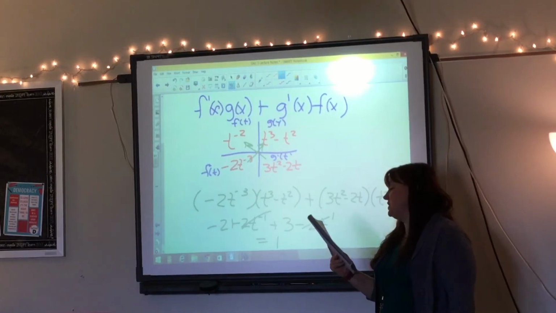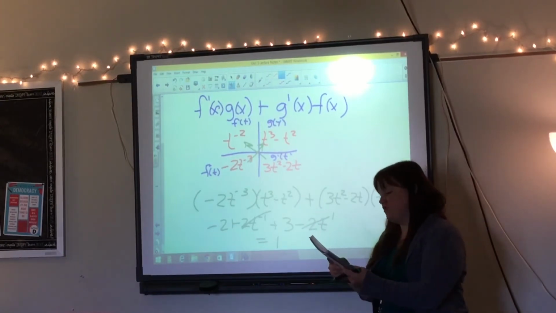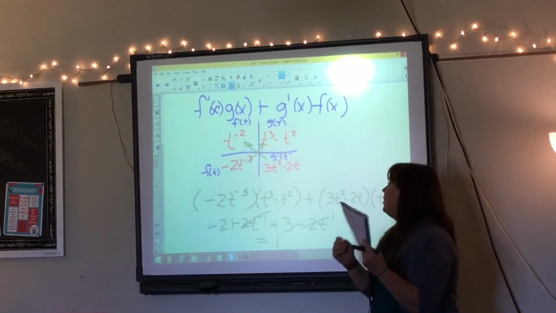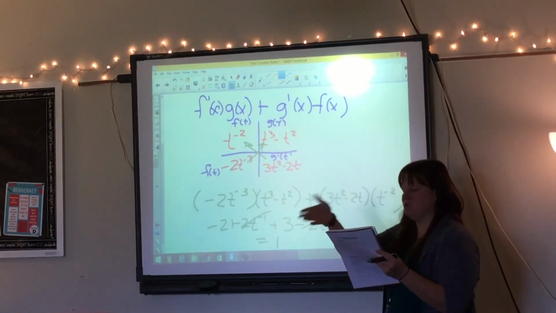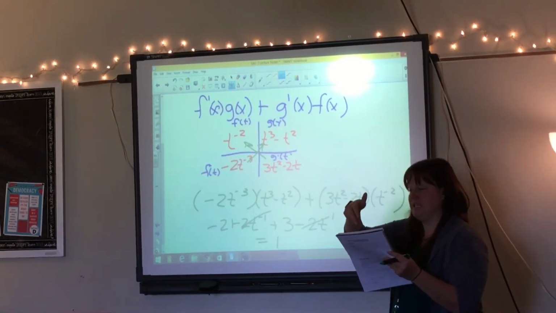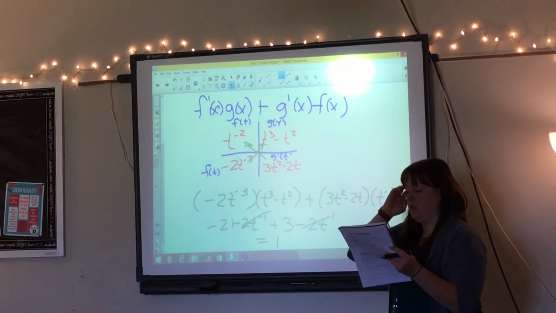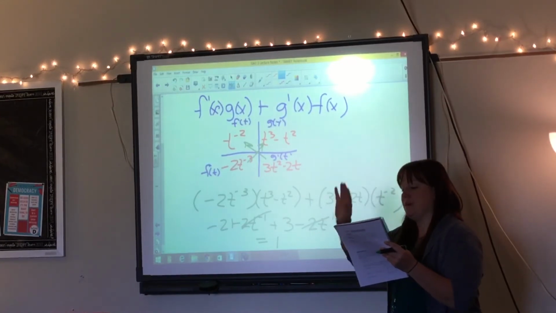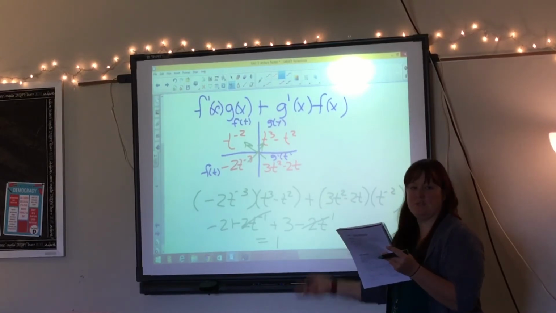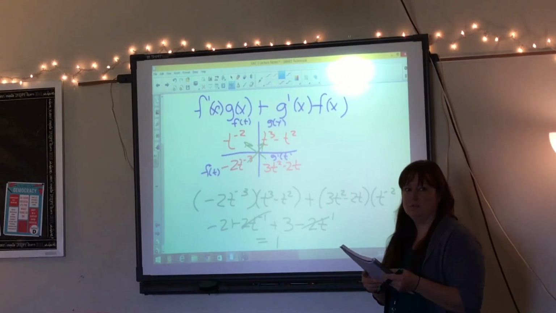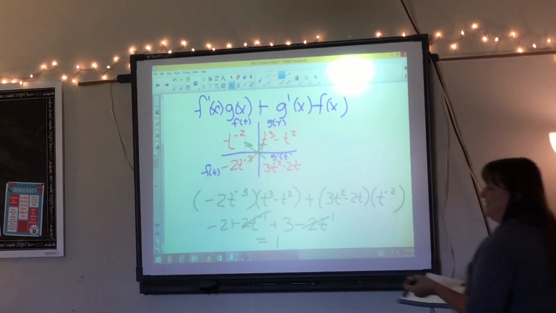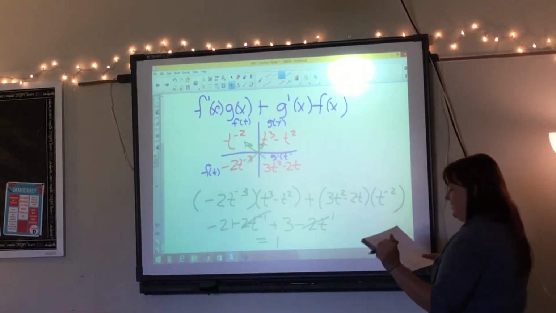So you know how it says differentiate any method you wish? You totally could have just multiplied that out at the beginning. You could have said t to the negative 2 times t cubed is t, and then t to the negative 2 times t squared is just negative 1, and then we differentiate that, and we get 1. So those are 2 different ways to do it.